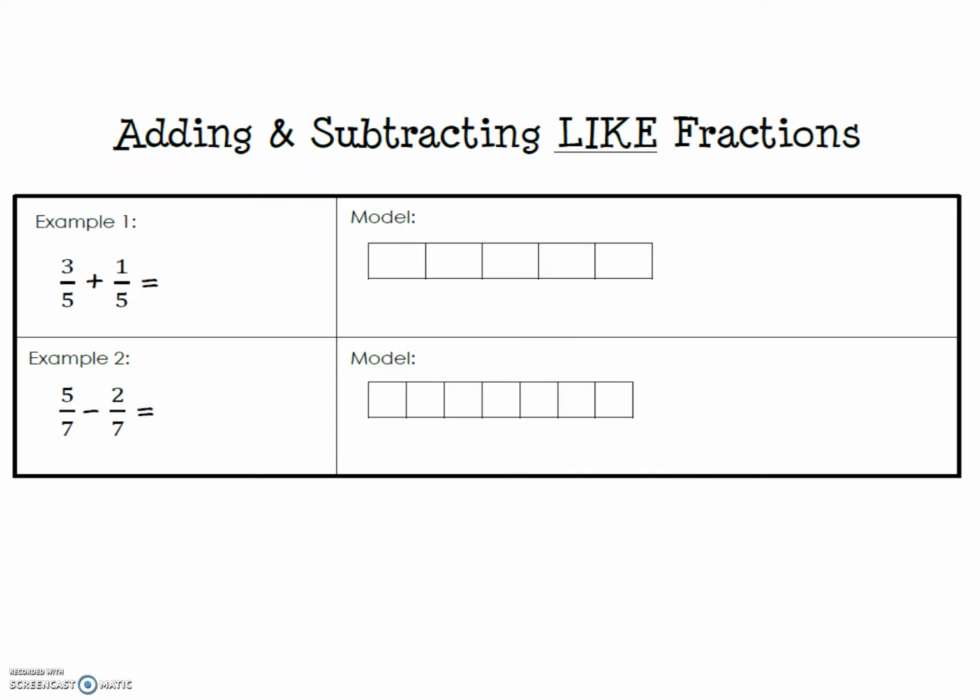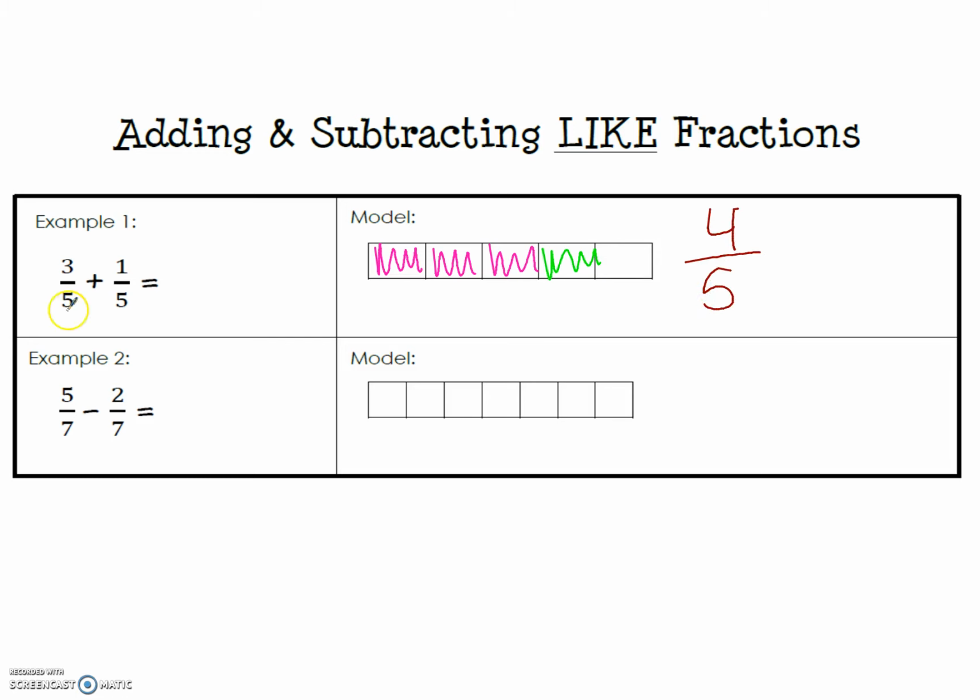Alright, so in your foldable, if you'll flip with me to the first flap, that should be adding and subtracting fractions. We're going to focus on the top when we have like fractions. Like fractions means our denominator is the same. So if we have 3/5, let's show on the model, we have 3/5, so 1, 2, 3, plus 1/5, so add one more. Altogether, we have 4/5.